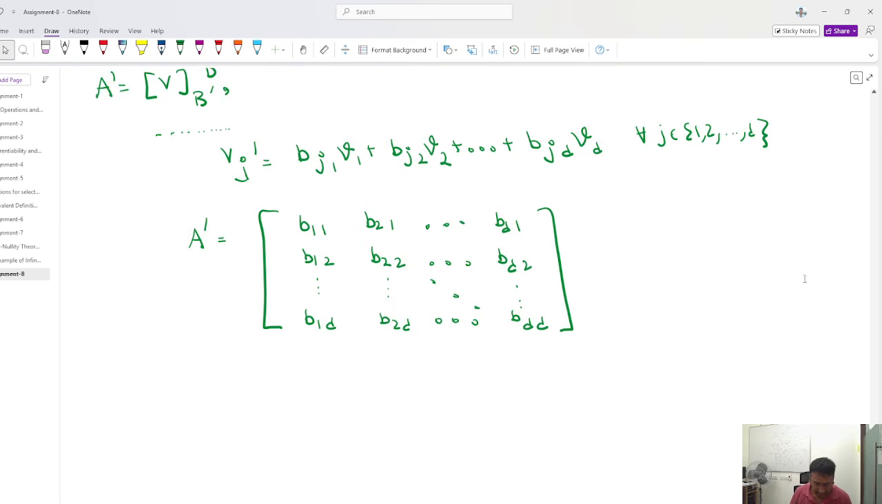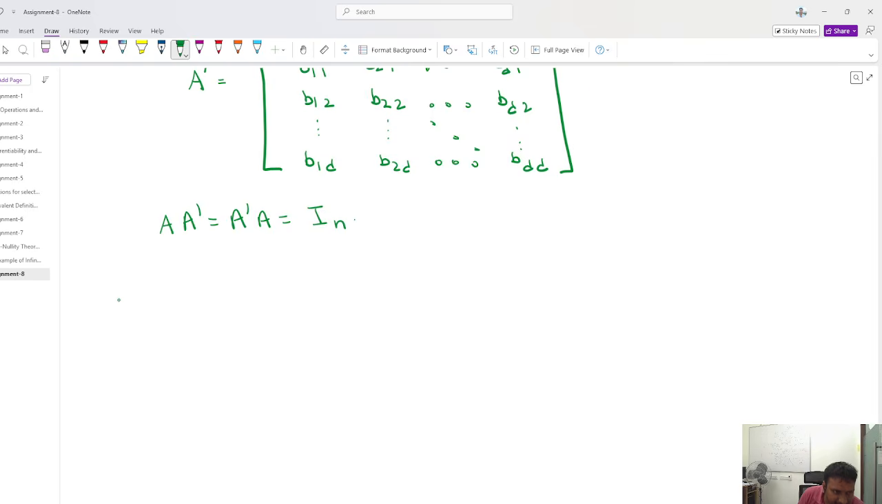So what I will show is A into A prime is equal to A prime into A, which is nothing but your identity matrix of order n cross n. Hence, I am done, right? So let us see what is A into A prime.